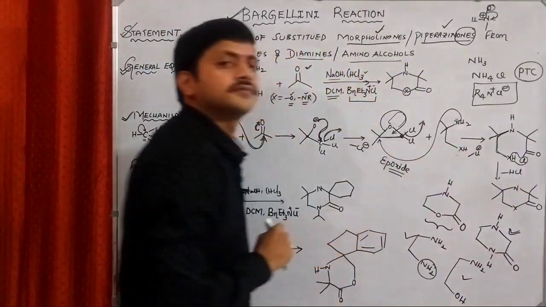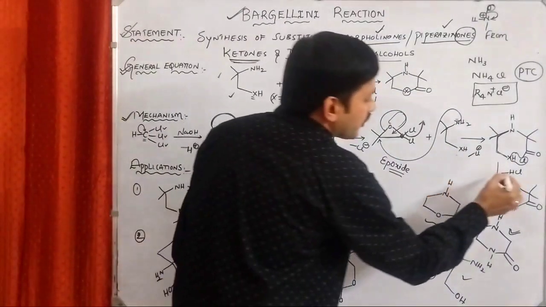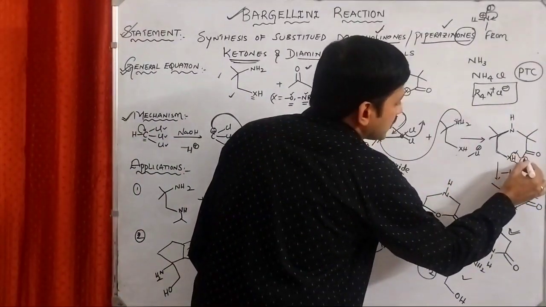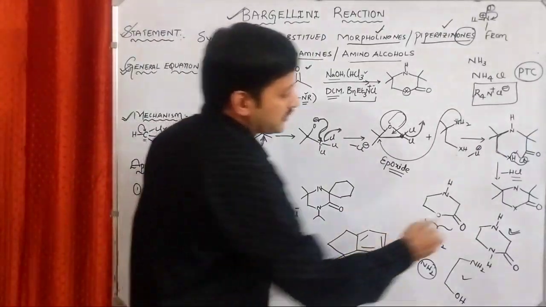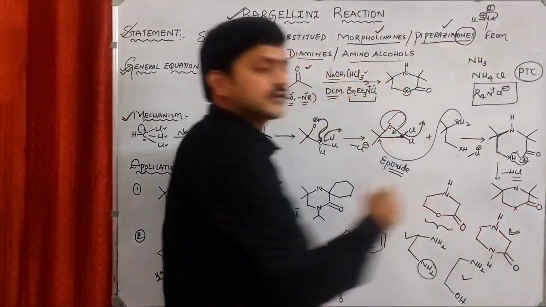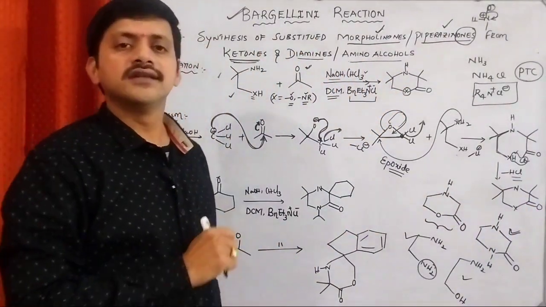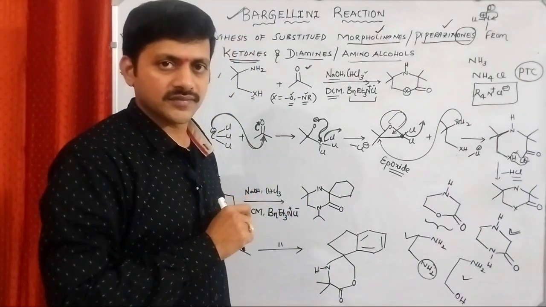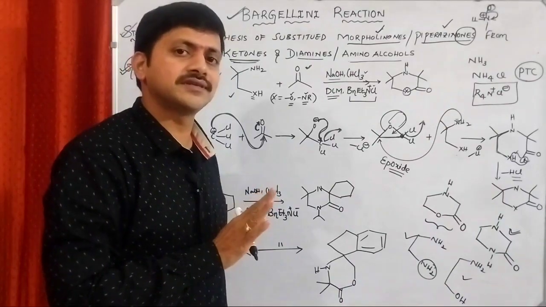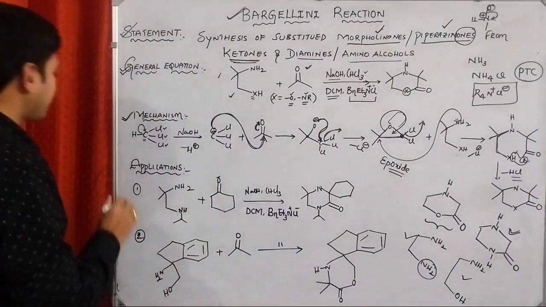Let's see. At this step what happens? Removal of hydrogen and Cl in the form of HCl to form a ring structure. In this way we can synthesize the substituted derivatives. Right? I think the mechanism is very, very simple. So let us see the applications.